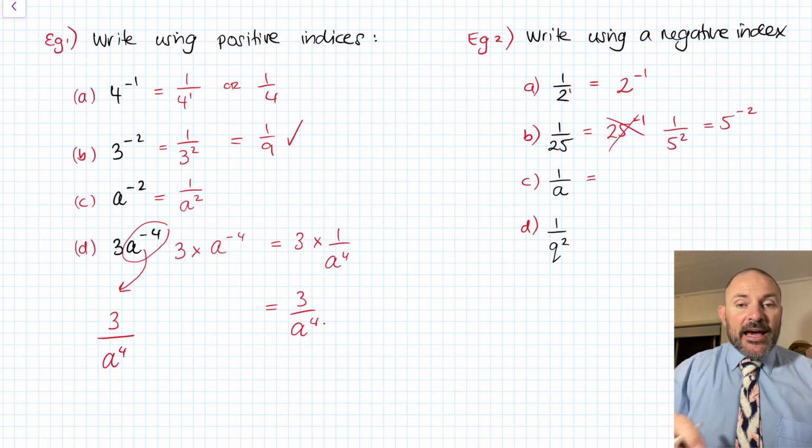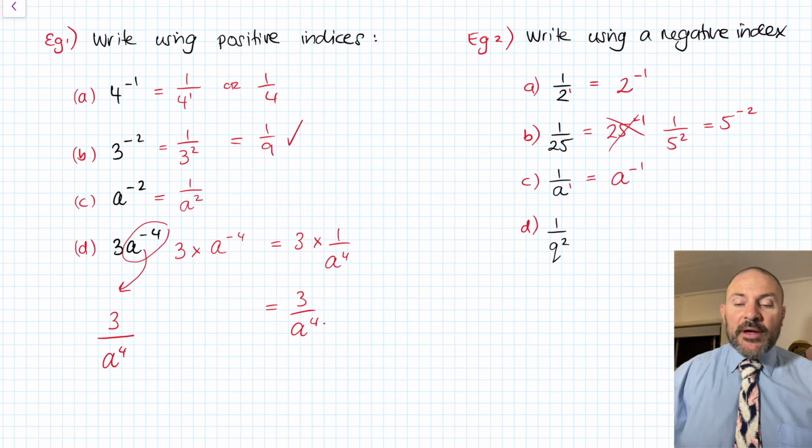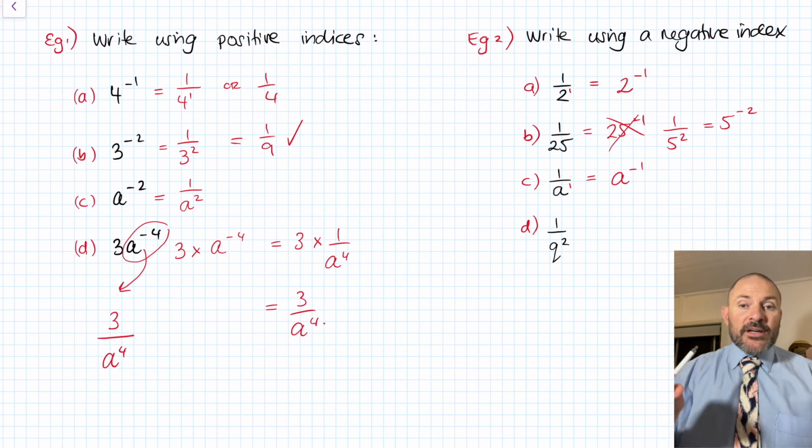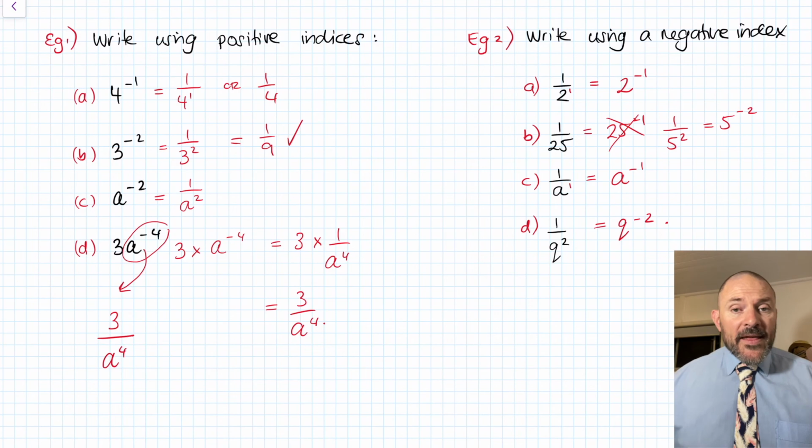The next one, the a comes upstairs, makes it a to the negative 1 because it's a to the power of 1. Q to the power of 2 comes upstairs, it makes it q to the negative 2. And that's it. My upstairs, downstairs rule, I like it.